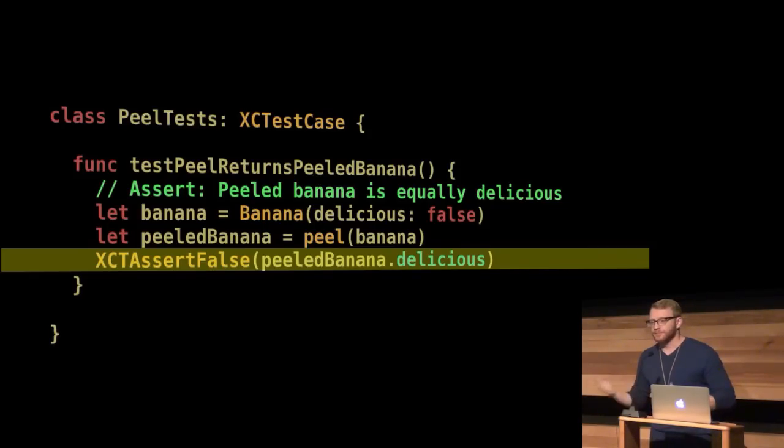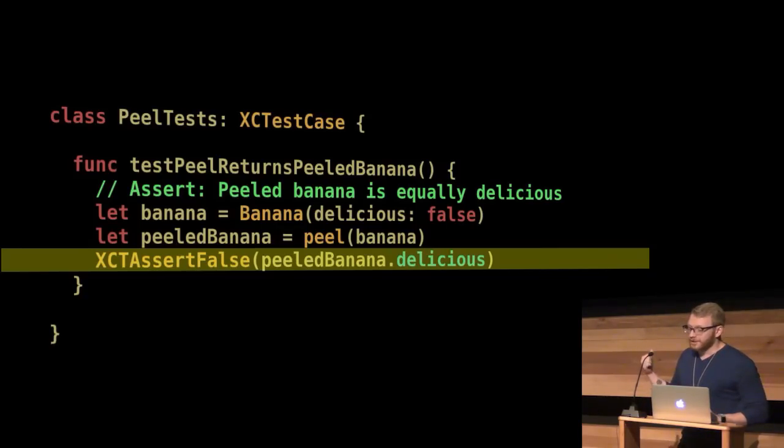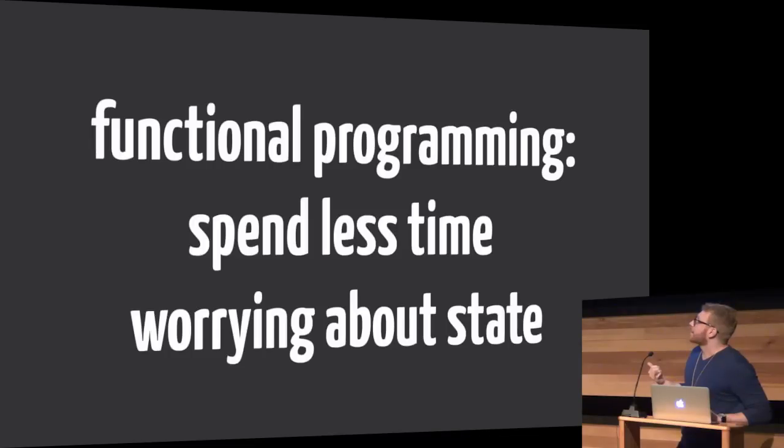Since there's not so much to prepare, because I'm just getting inputs, the act step is not as important because I'm not mutating state. I'm just checking the return value of a function. So I could write it all in one line. And this is kind of the selling point of functional programming, right? You spend less time worrying about state.